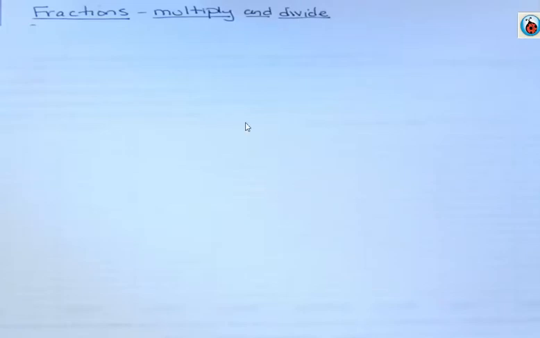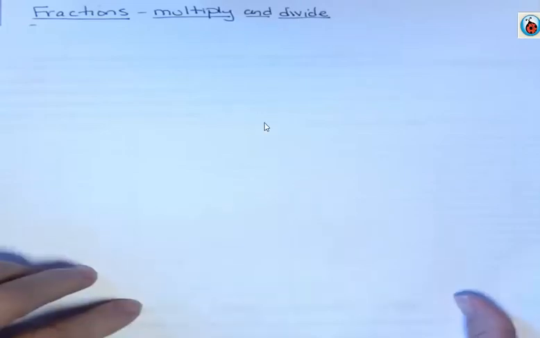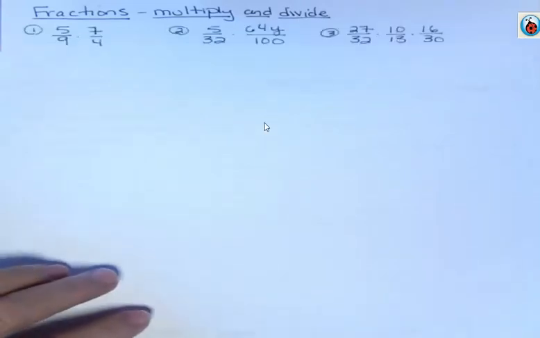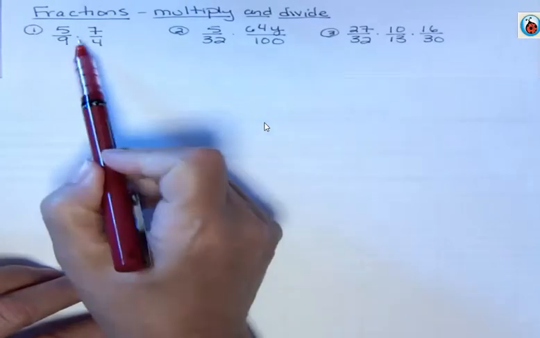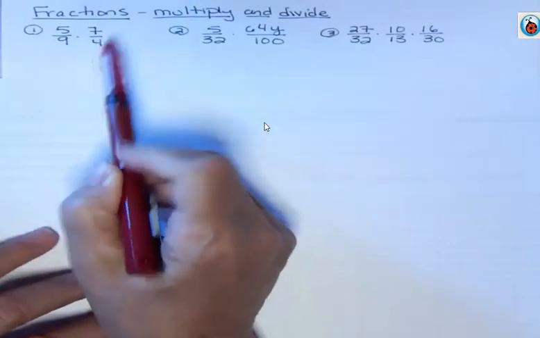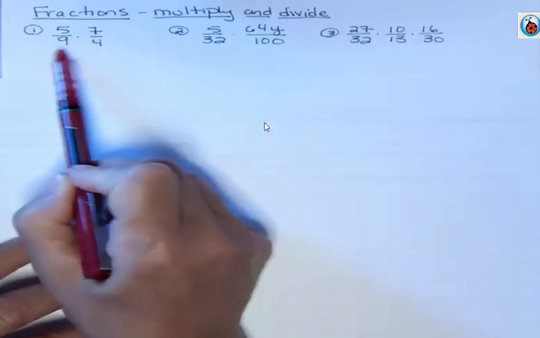So let's get started. When I multiply fractions, I want to reduce before I multiply if I can, and not just reduce at the end like a lot of students do. But in this first one, I have 5/9 times 7/4. And for multiplication, I just multiply straight across to get my answer.